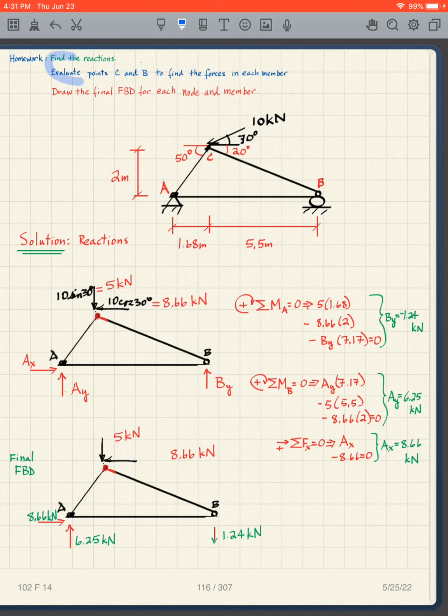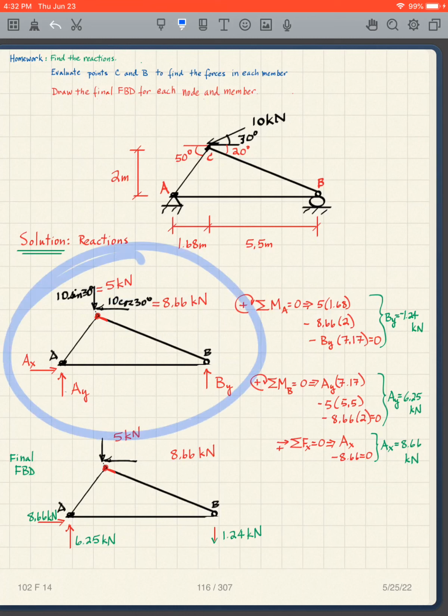Okay, so let's start by finding the reactions, and the first thing we do is we take that, and we've done this a bunch of times, so this is downward to the left, so we're going to have downward to the left, and the vertical is 10 sine 30, the horizontal is 10 cosine 30. They evaluate to those. So I'm going to look at this free body diagram here.